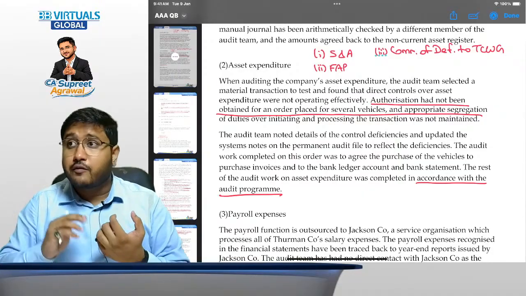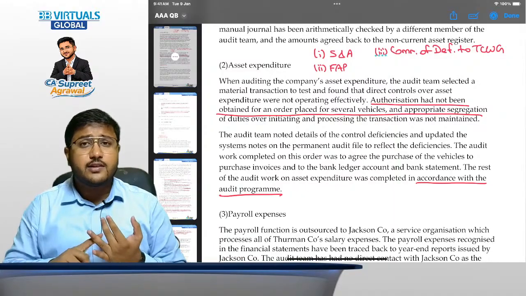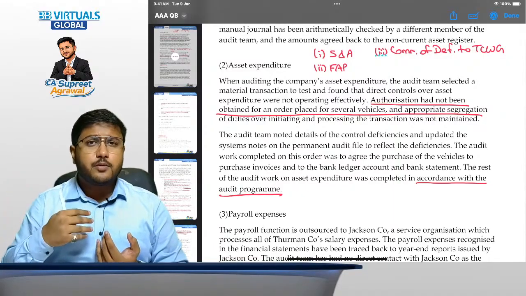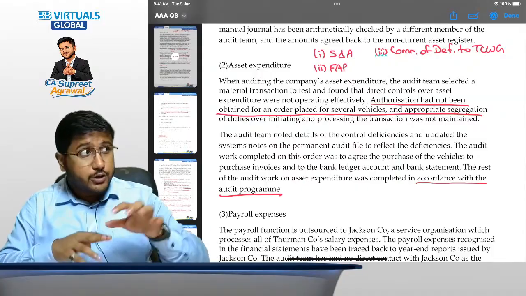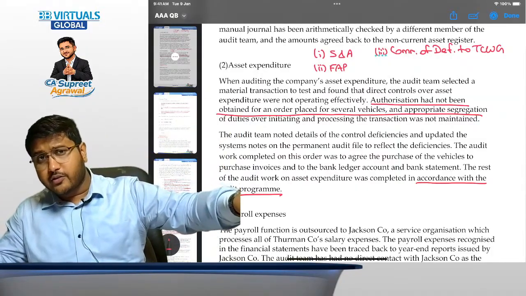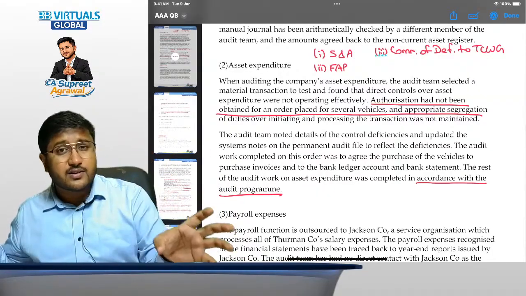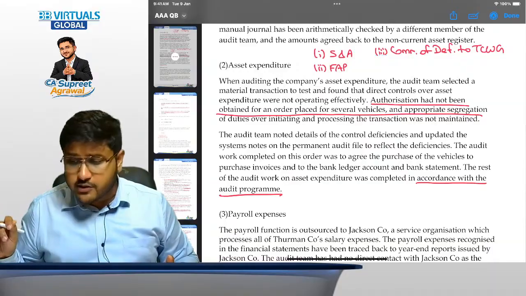Then what you should do is physically inspect the vehicles and the asset expenditures, to see whether those vehicles have actually been purchased or not. You should also take one sample where you will be testing the vehicle, and you will be going to the FAR, which is the fixed asset register, and see whether that particular car exists in that asset register or not.